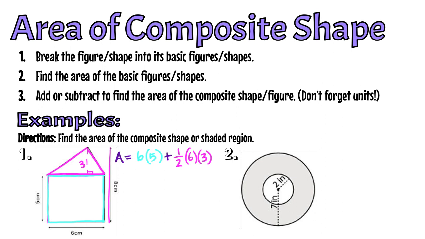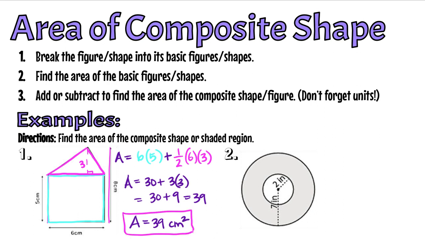Now we'll just go ahead and simplify. So we'll simplify 6 times 5 equals 30. And then we're adding 1/2 times 6 is 3, and we're still multiplying that times 3. So we get 30 plus 3 times 3 is 9 equals 39. So here our area of this composite shape equals 39 centimeters squared. Don't forget the squared. Let's try another example.